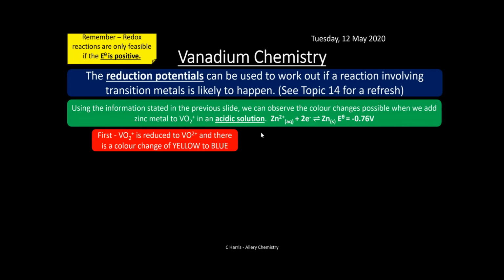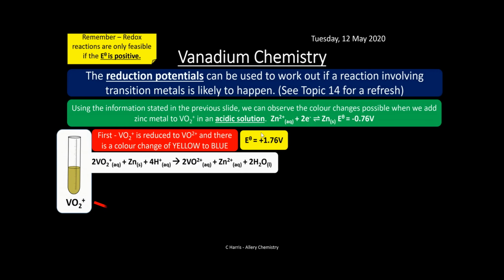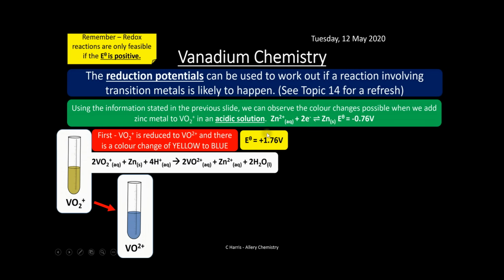First of all, the VO2+ is reduced to VO2+. Like I said, don't get them confused. Make sure you're really clear with that. There's a colour change of yellow to blue as we'd seen previously. So we've got our electrode potential of plus 1.76 for this reaction. We're going from VO2+ plus Zn plus 4H+ forming 2VO2+, Zn2+, and H2O. These equations were taken from the previous slide. We go from our yellow colour and it goes blue to VO2+. So effectively, we've reduced our vanadium.